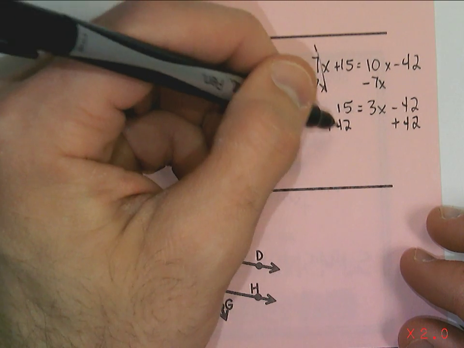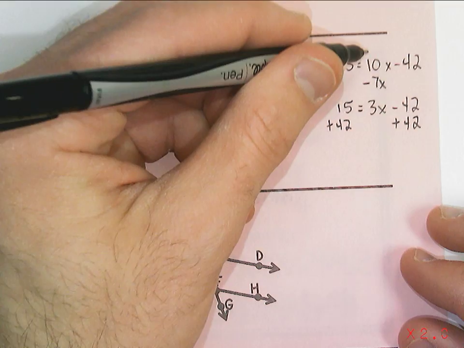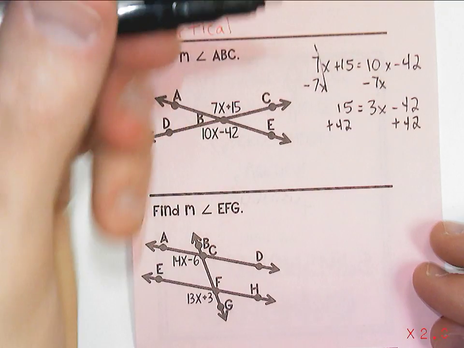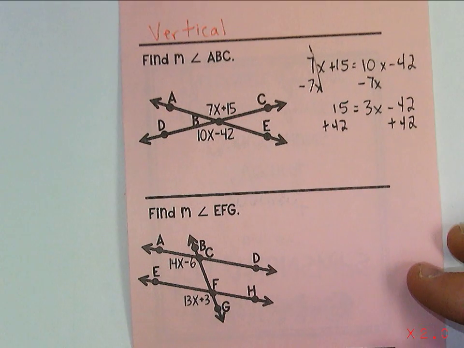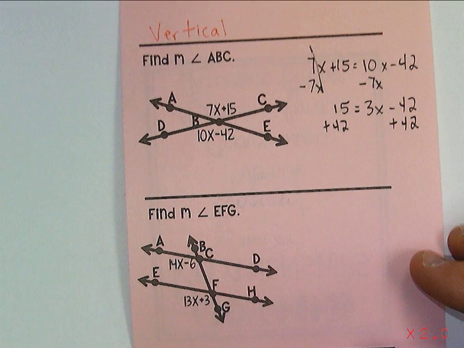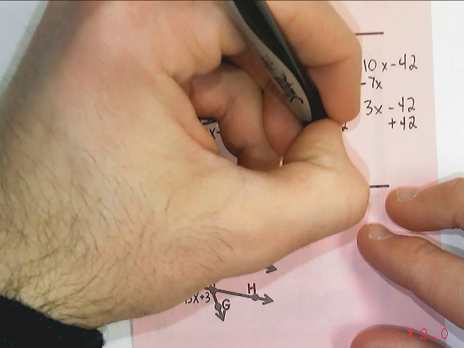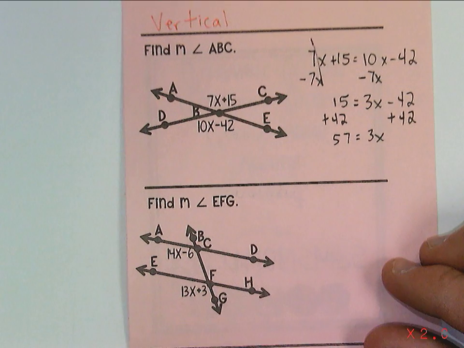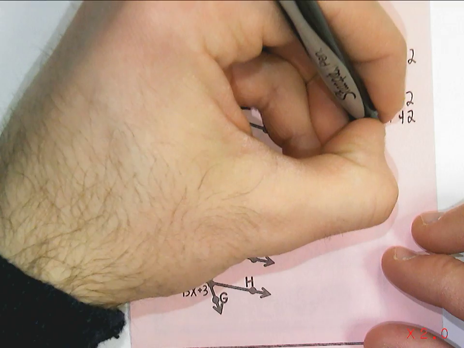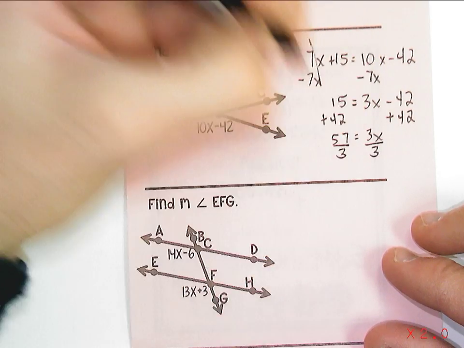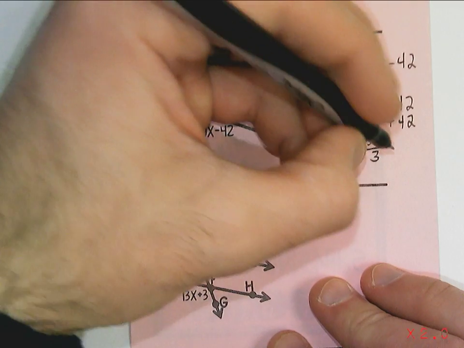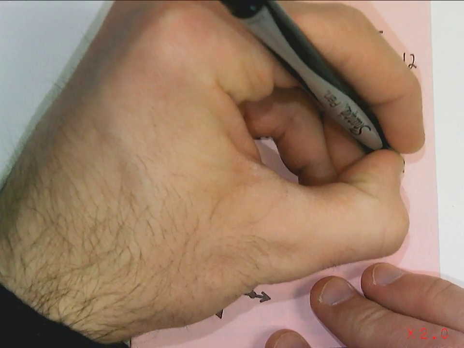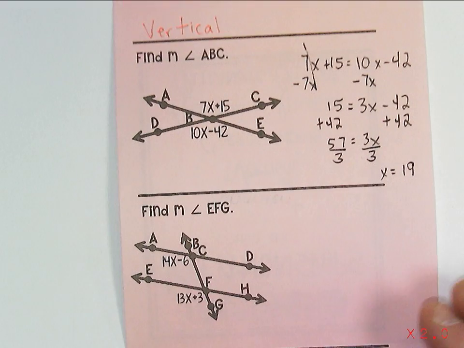So I'd have 15 left if I would subtract 7. 10 minus 7 is 3. That should be right. Let's see what happens here though. Oh, okay, so this does work out. 57 equals 3x. I just didn't like 57. Didn't seem like a number that divides evenly. So just checking my work there, making sure it makes sense. And this would be x equals 19.